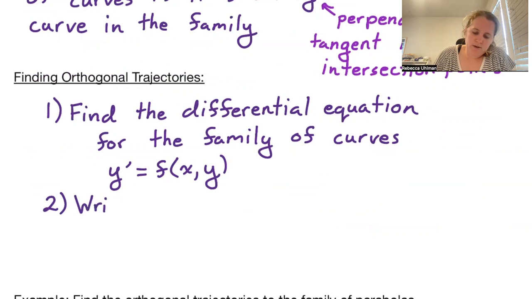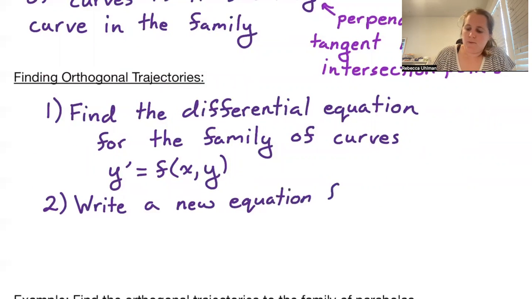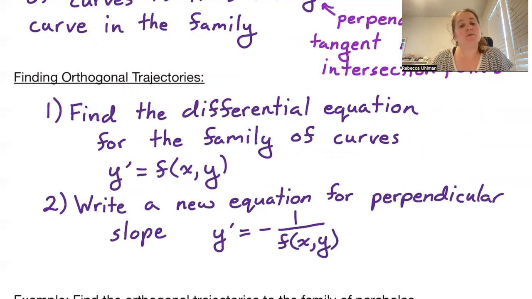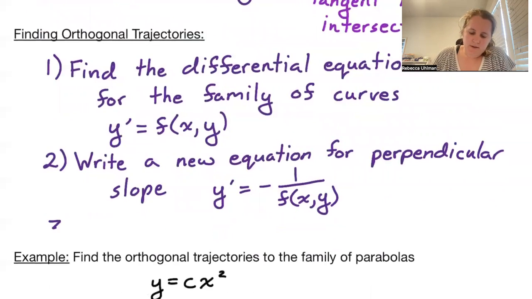So write a new equation for the perpendicular slope, so that would be y prime is equal to -1 over f of x, y. And then that should be your differential equation for the orthogonal trajectories. So then you solve the new equation.